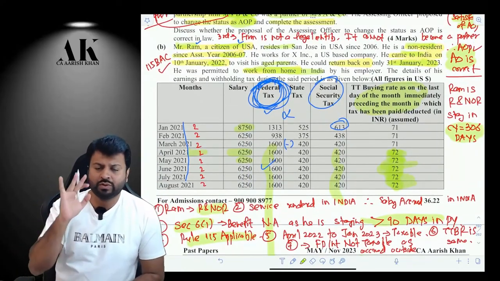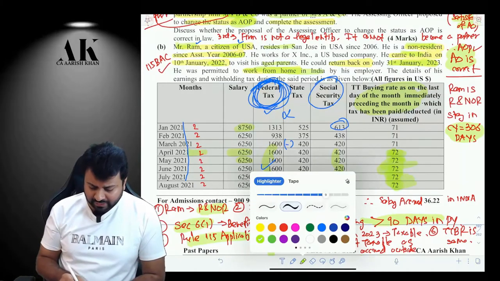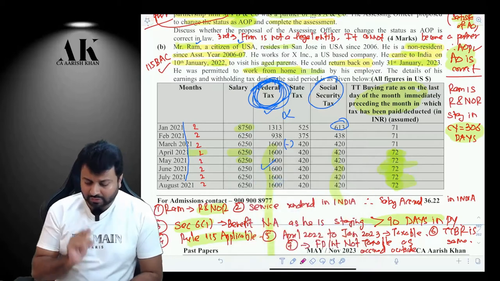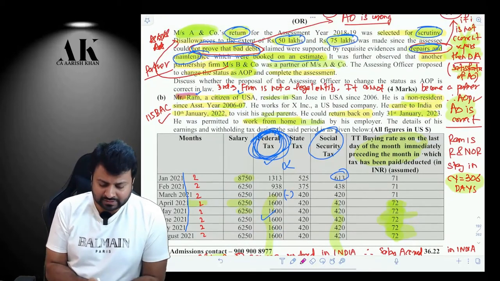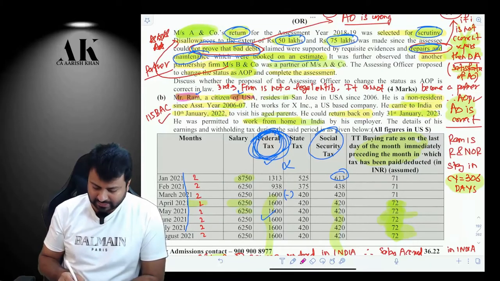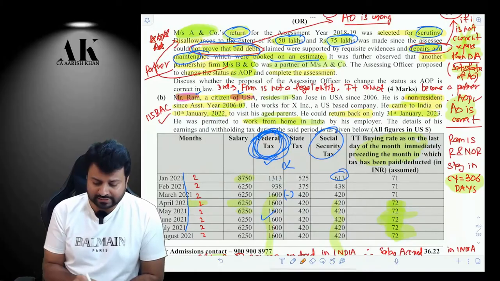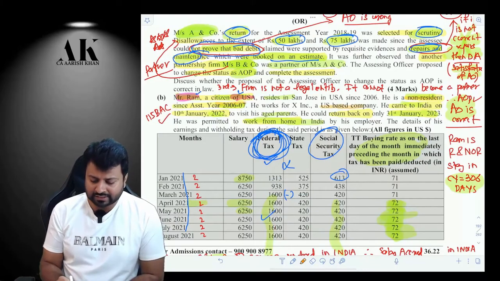A beautiful question. There are so many provisions asked in this particular question, which I will try to address one by one here now. So pay attention, please. The very first thing is Mr. Ram is a citizen of USA and he resides in San Jose, etc. Pay absolute attention, please. It's a beautiful question. Now, he is a non-resident since 2006-2007. Now, he works in a foreign company.